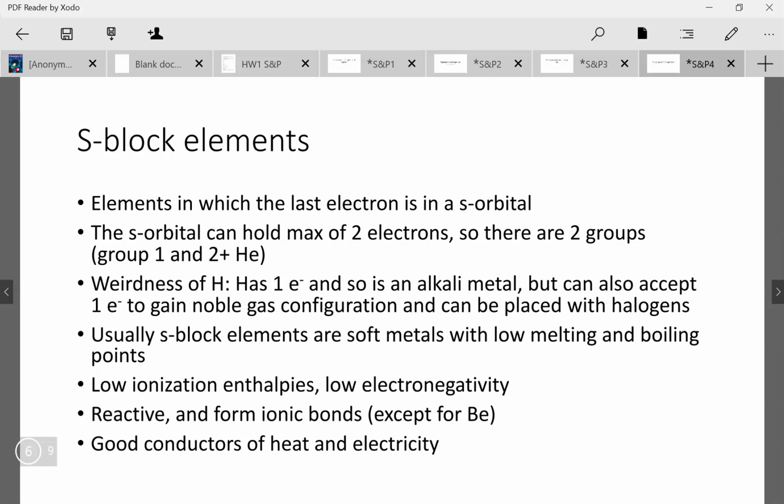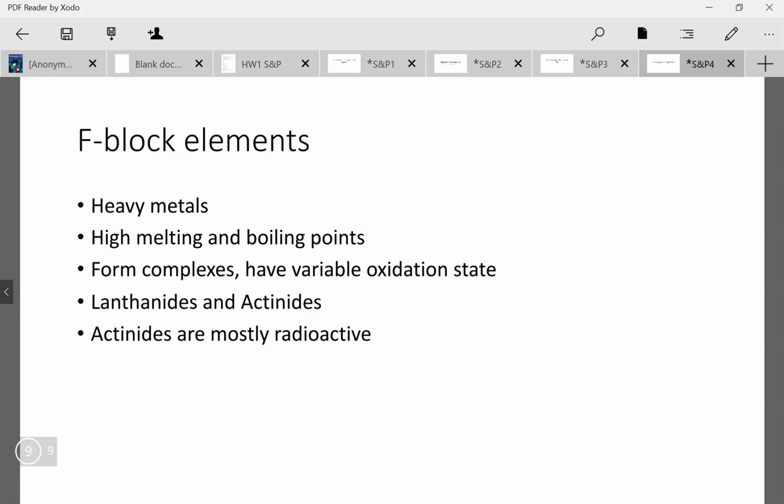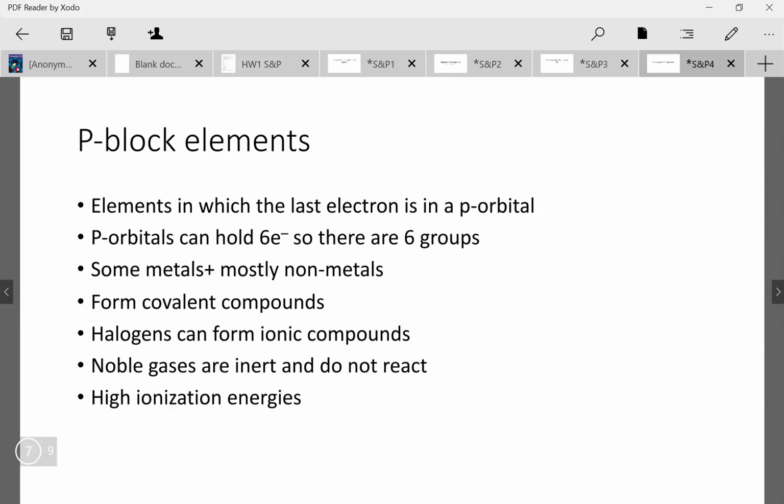Here are some characteristics of S block, P block, D block and F block elements. Again, the P block I won't ask you about because they're so variable: there are metals, nonmetals, and metalloids. They form covalent and ionic compounds, and they include the noble gases. There's not really much in common across the P block, so it's not really a great question. You have to study each of the groups individually.